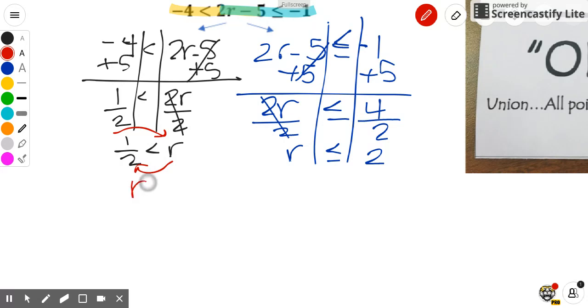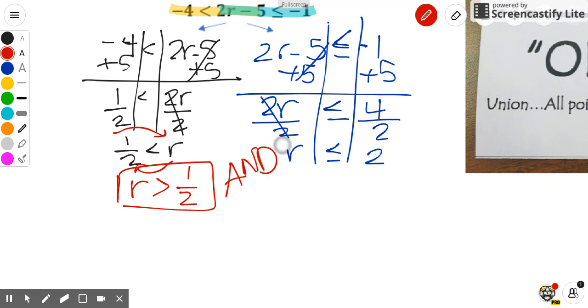Oh, I messed it up. Notice how the mouth is eating the r? Do you see how it's eating the r? I want to make sure it's still eating the r because I didn't multiply or divide by a negative. So there are two answers here: r is greater than 1/2 and r is less than or equal to 2.